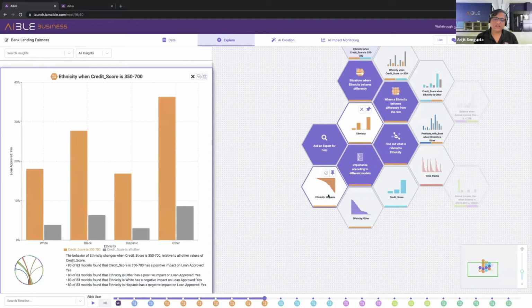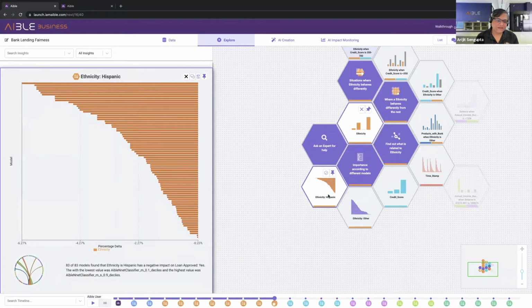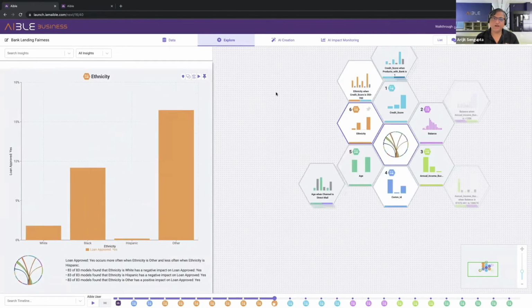The other interesting thing is there are 83 different models that have looked at this data. So when we say ethnicity Hispanic has a negative effect on loan approval, not just one model saw that, every model from all these different types of models, from neural nets to Bayesian models to, there's a GBM there, 83 different models saw this as being important. So I'm going to be very worried about this right now.